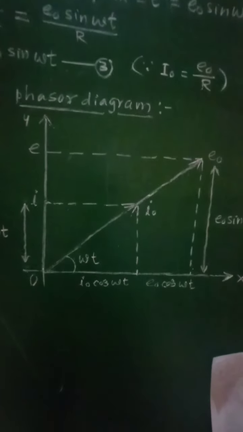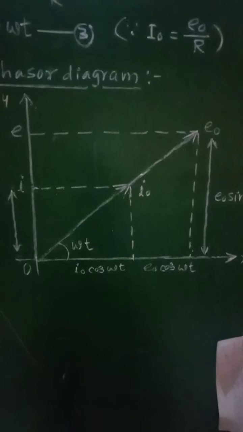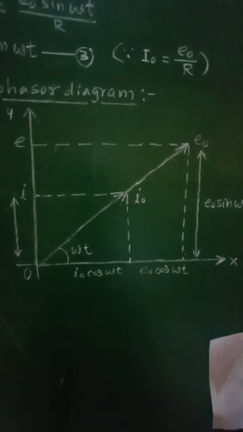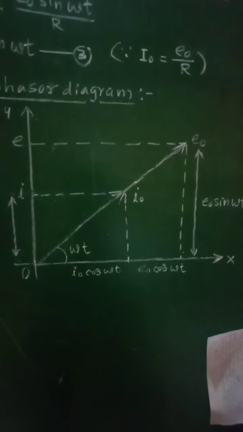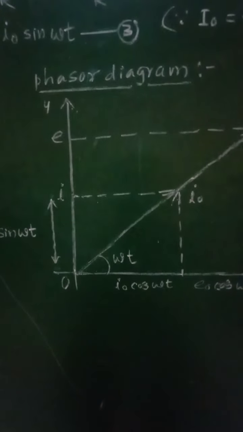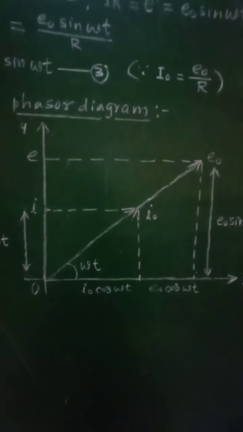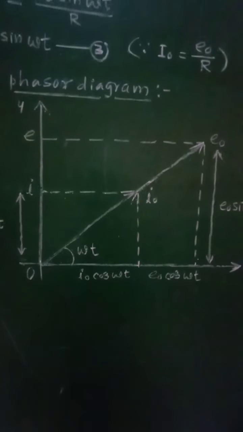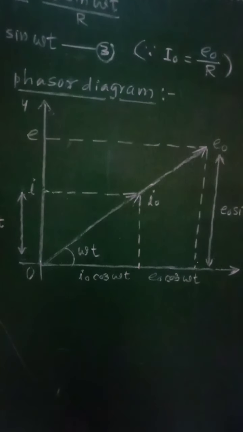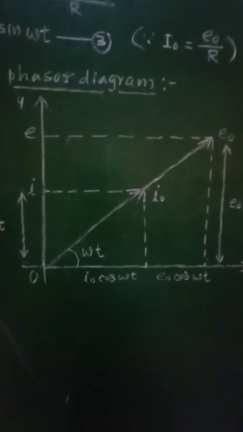The phasor diagram for this purely resistive circuit is as shown. In an AC circuit containing only resistance, the current and EMF are in the same phase. That is, the variations are simultaneous, and hence both phasors, for current as well as EMF, are in the same direction, making an angle of omega t with the horizontal axis.